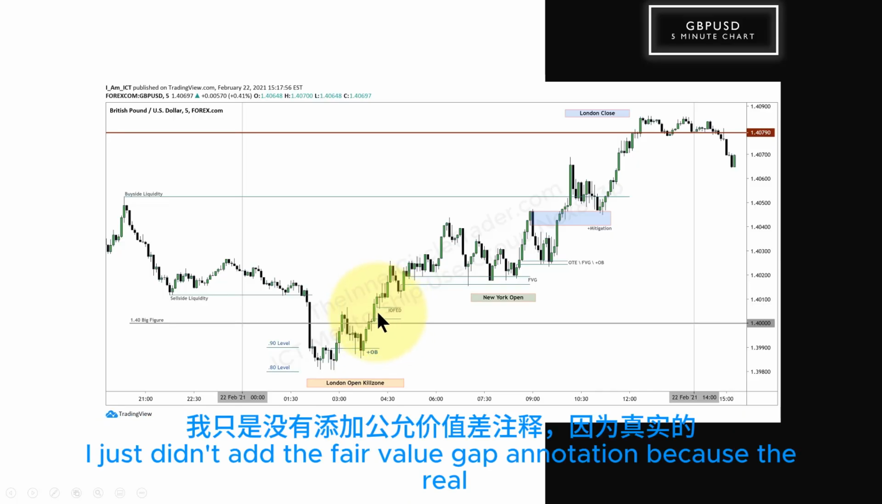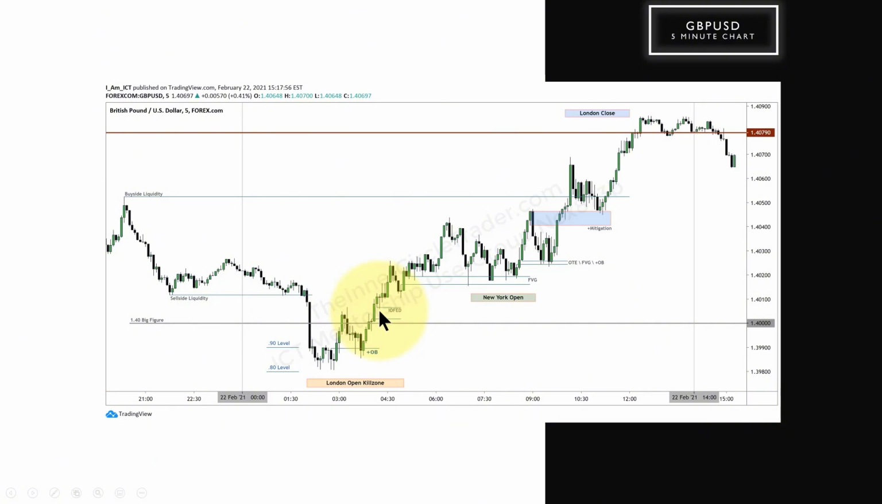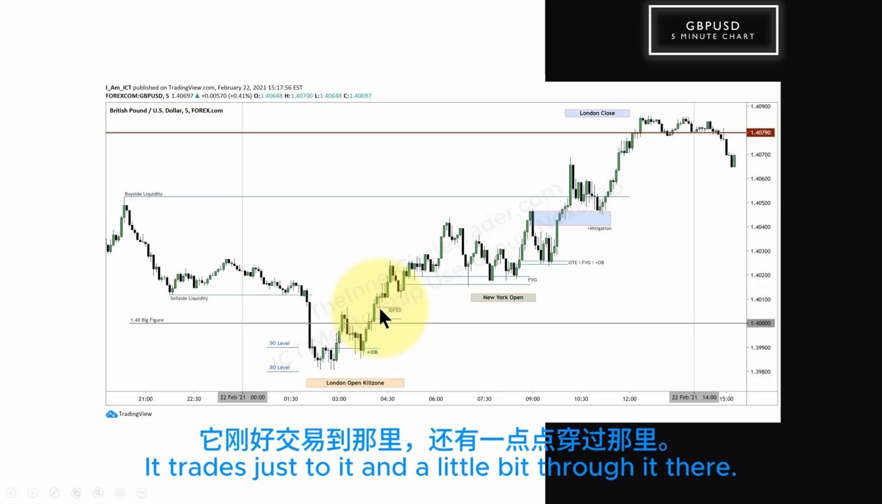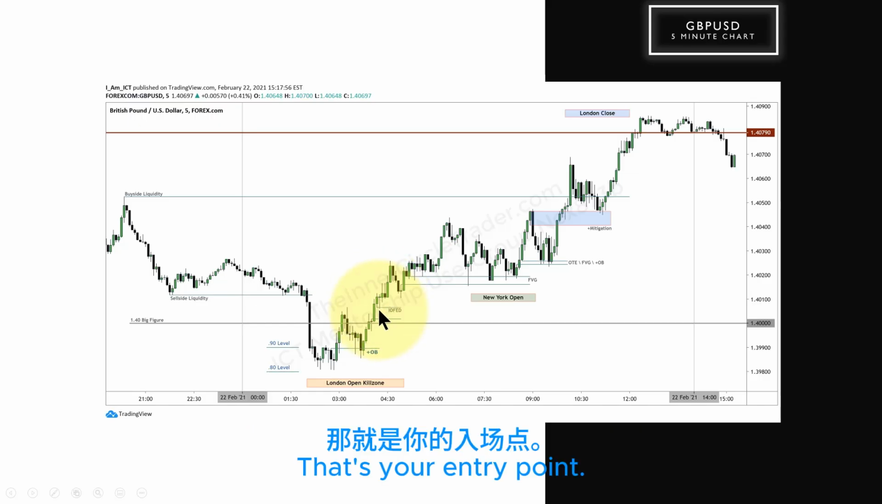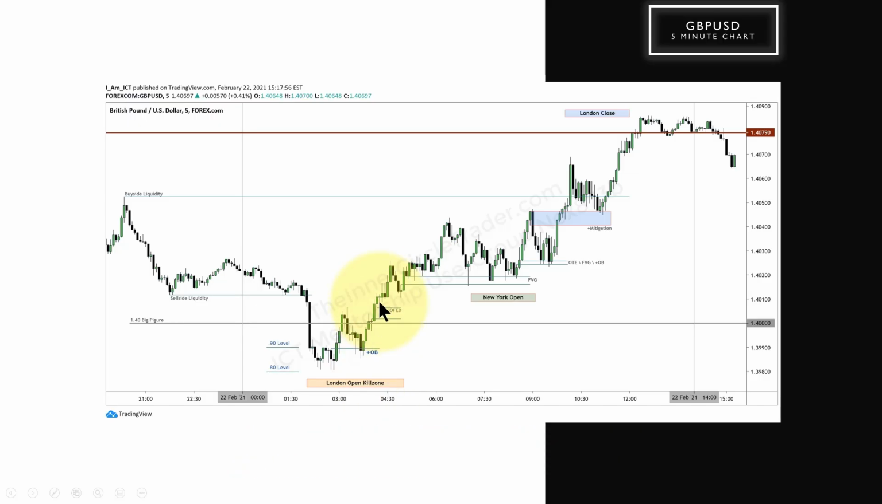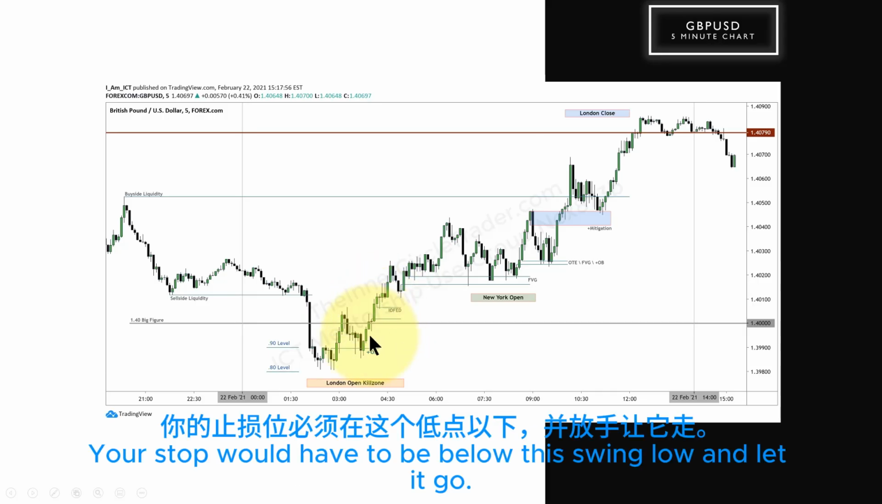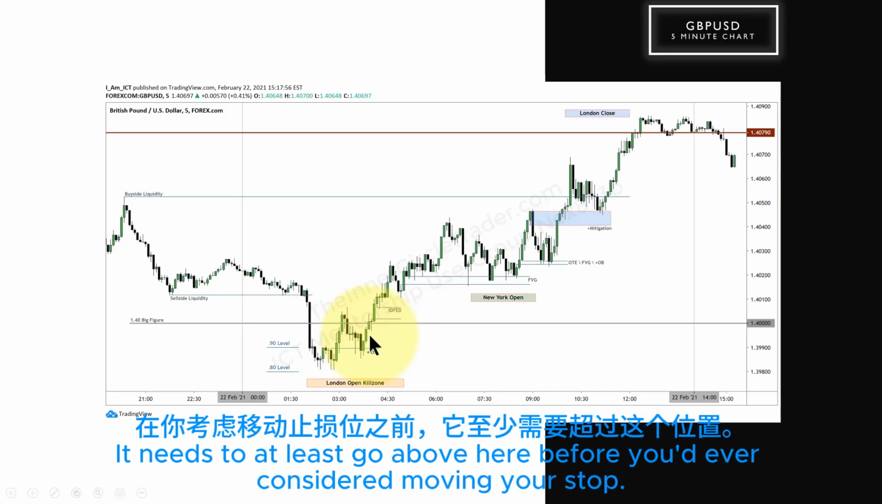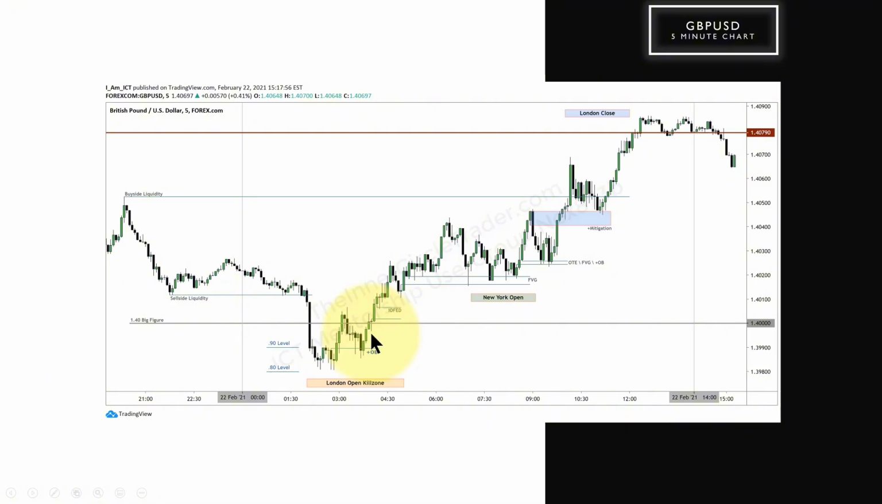I just didn't add the fair value gap annotation because the real interesting point is that low, it trades just to it and a little bit through it. There, that's your entry point. It's also occurring in London Open, so you could be a buyer there. Your stop would have to be below this swing low, and let it go. It needs to at least go above here before you'd ever consider moving your stop.